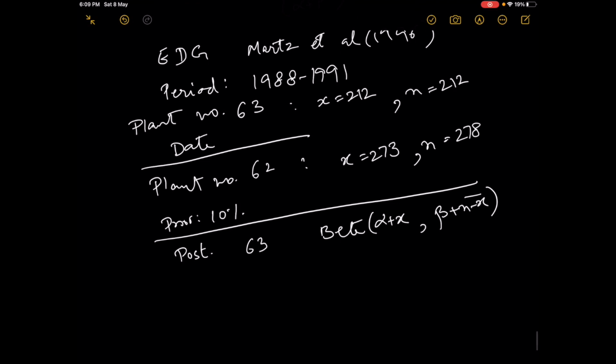Now, for the calculation of likelihood, we have 212 successes and 0 failures. And since we are considering 10% of success from plant 62 as our prior parameter, therefore, our first parameter becomes 27.3 alpha. And our second parameter becomes 10% of the full minus this. Right.